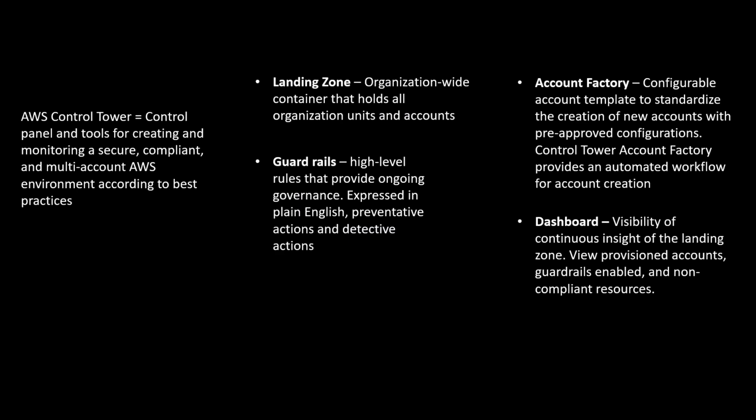AWS Control Tower provides a control panel and tools for creating and monitoring a secure, compliant, and multi-account AWS environment according to best practices. Control Tower creates that environment as a landing zone, which is an organization-wide container that holds all organizational units and accounts. These accounts are created with guardrails. Guardrails are high-level rules that provide ongoing governance expressed in plain English and are either preventative or detective.